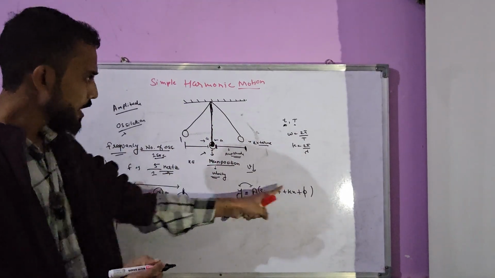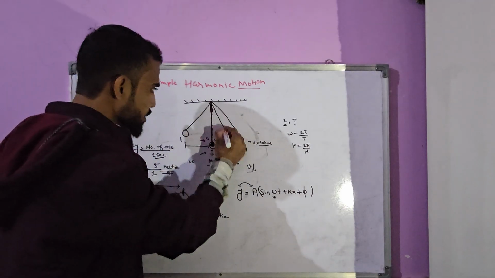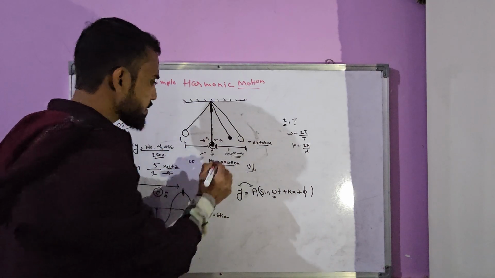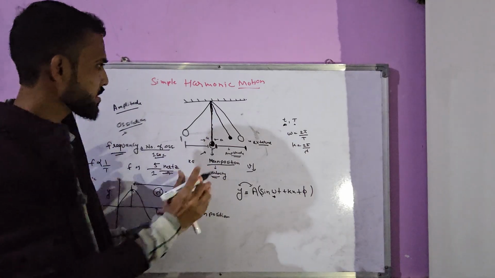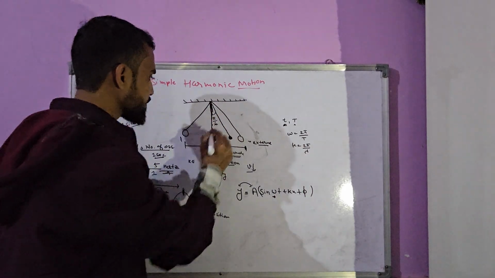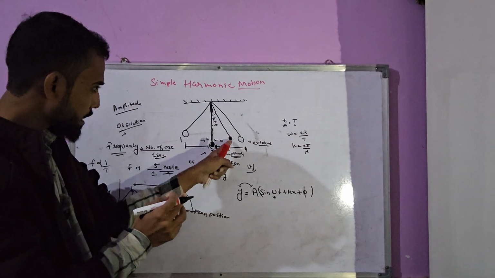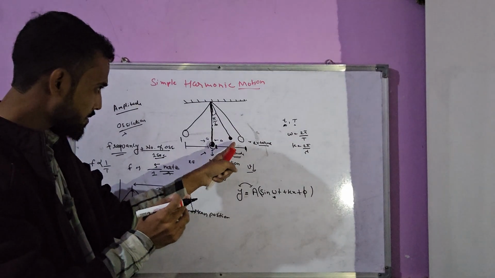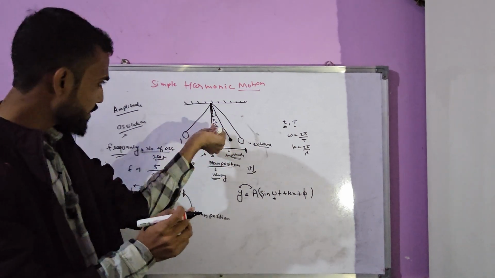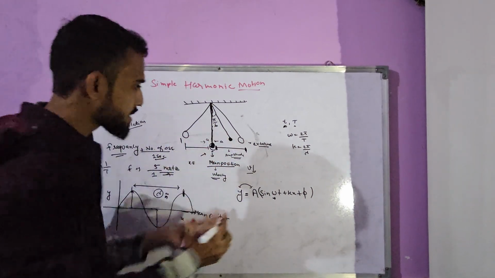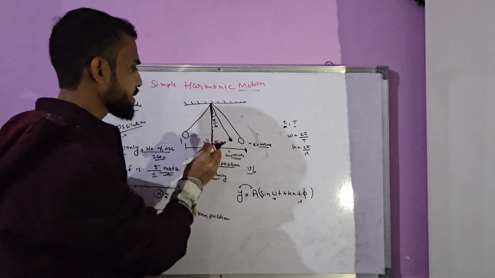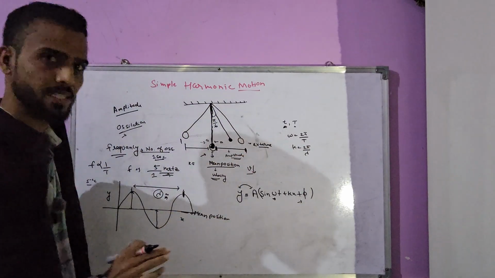Getting my point? Now suppose we take this other position in consideration, and suppose this angle is some phi, or we can say pi by 6. Now the particle is moving from this side to some extreme position and comes to the mean position. This is the mean position, and here we have some phi. This angle is called the phase difference. It may be anything. You can start from here or anywhere else.